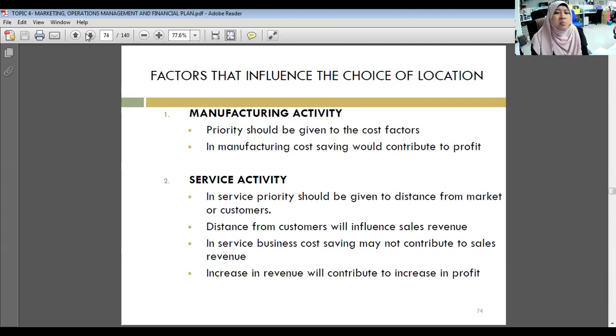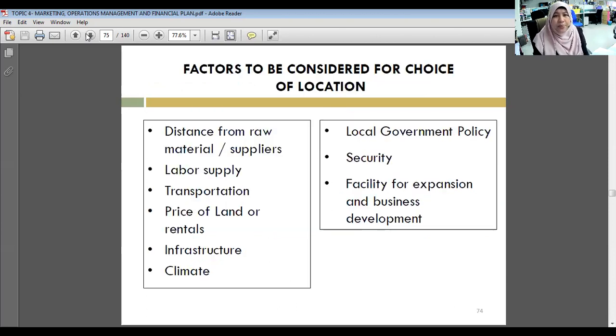So even though it is said not to contribute directly to the sales revenue, indirectly it will contribute to the increase in profit, because it will influence your revenue itself.